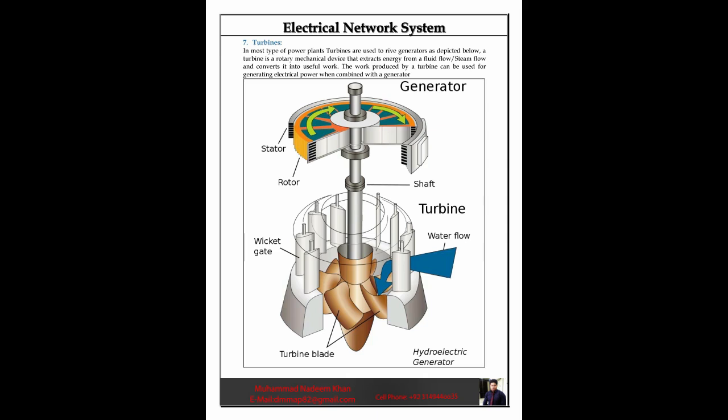7. Turbines. In most types of power plants, turbines are used to drive generators as depicted below. A turbine is a rotary mechanical device that extracts energy from a fluid flow or steam flow and converts it into useful work. The work produced by a turbine can be used for generating electrical power when combined with a generator.